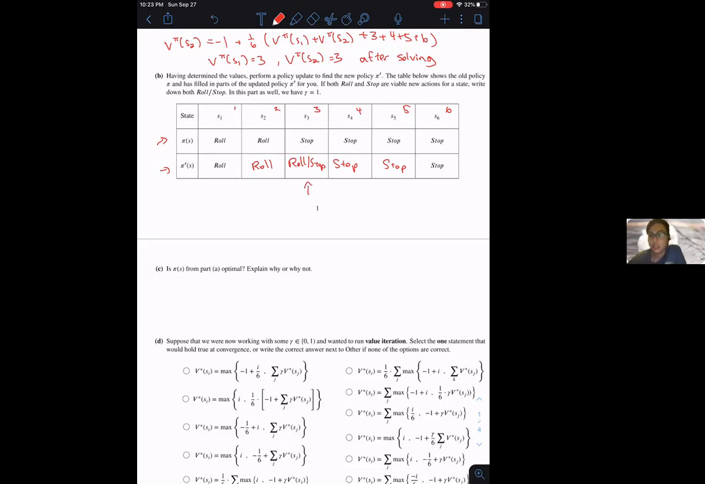And basically, the new policy is as equally good as the old policy. And so that means by definition that policy iteration has converged. Therefore, we could say it's optimal because the policy converged.